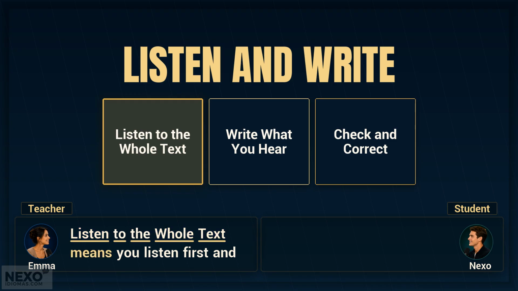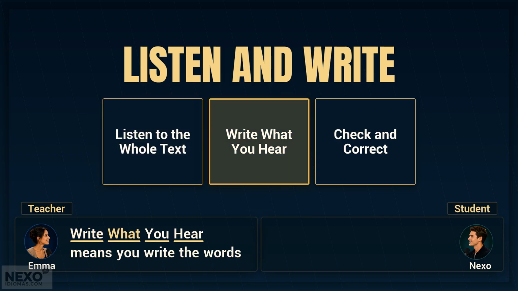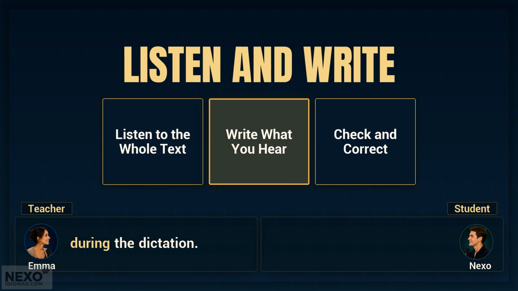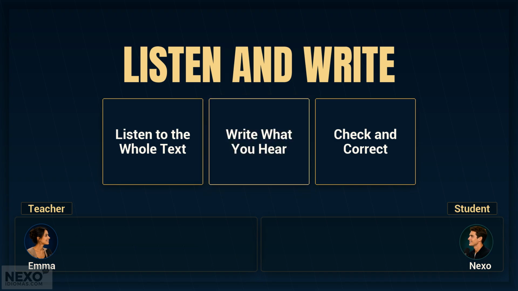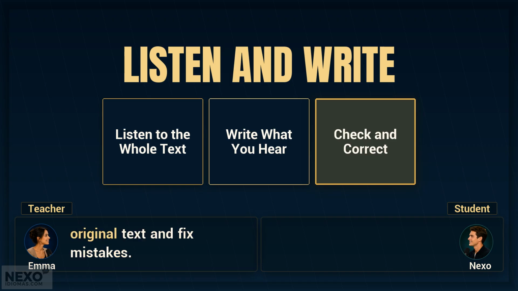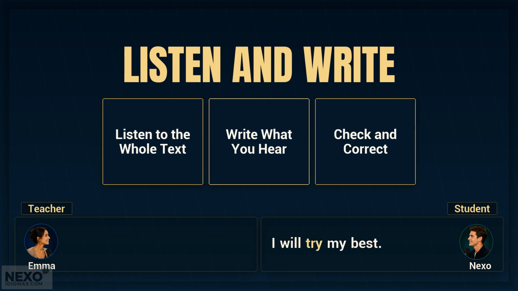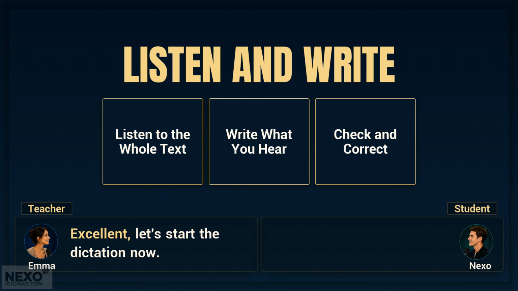Listen to the whole text means you listen first and get the main idea. Write what you hear means you write the words during the dictation. Check and correct means you compare with the original text and fix mistakes. Do not worry about every word at first. I will try my best. Excellent. Let's start the dictation now.